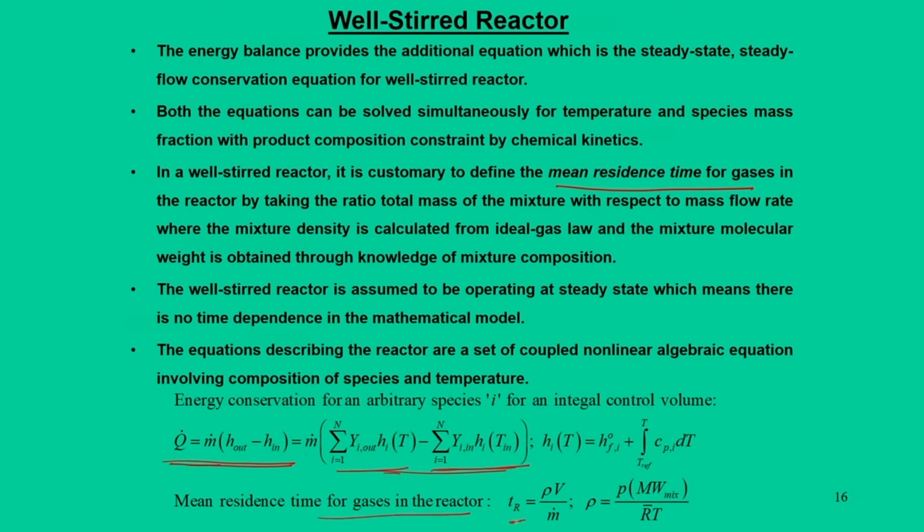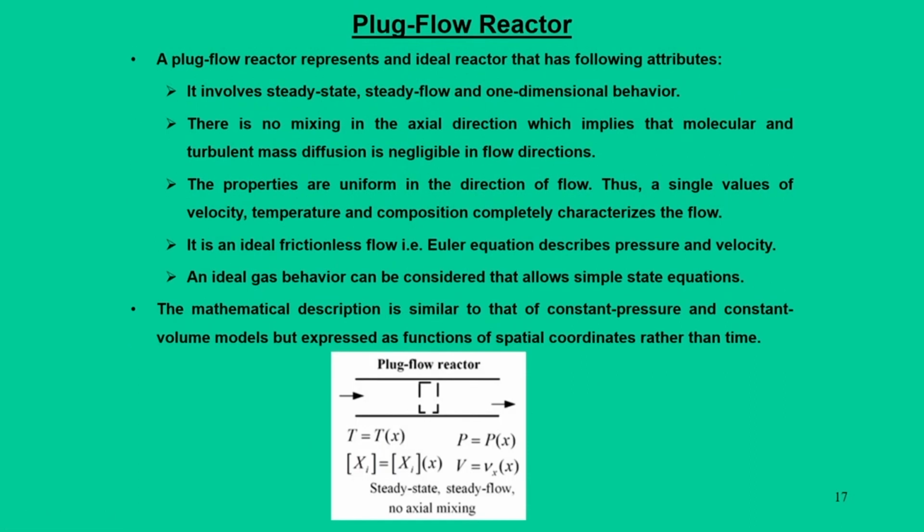That is defined as t_R, equal to rho times V divided by m dot, where rho is the density of the mixture, which can be calculated from the ideal gas relation by knowing the molecular weight of the mixture. The well-stirred reactor is assumed to operate at steady state, which means there is no time dependence in the mathematical model. So, the equations describing the reactor are a set of non-linear algebraic equations in species and temperature. These are nothing but algebraic equations.